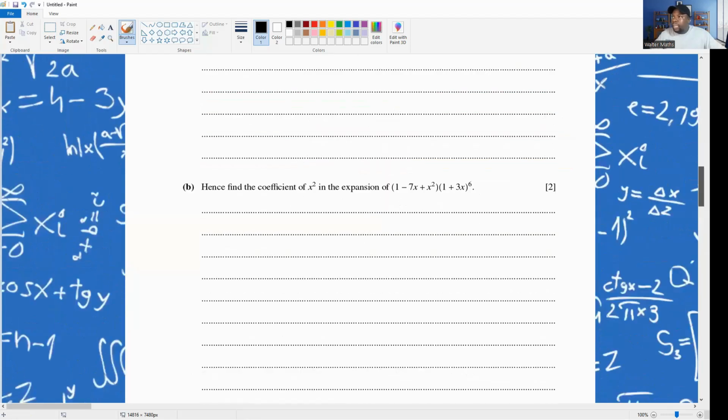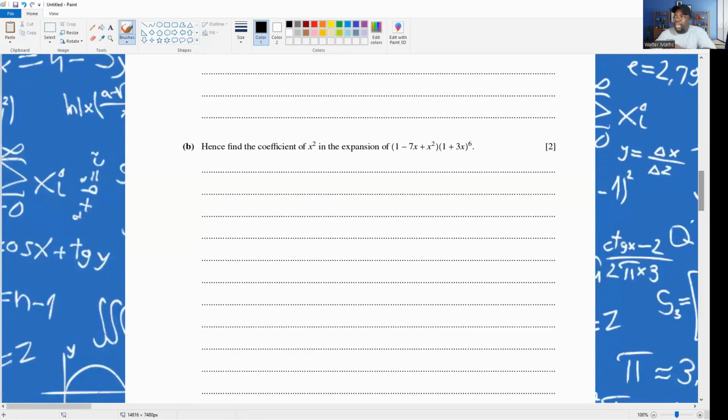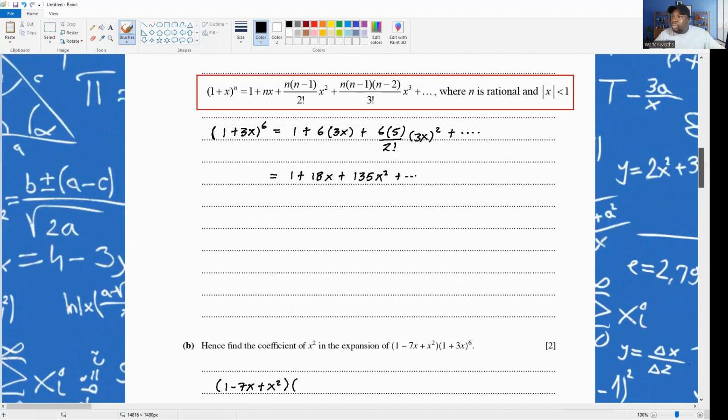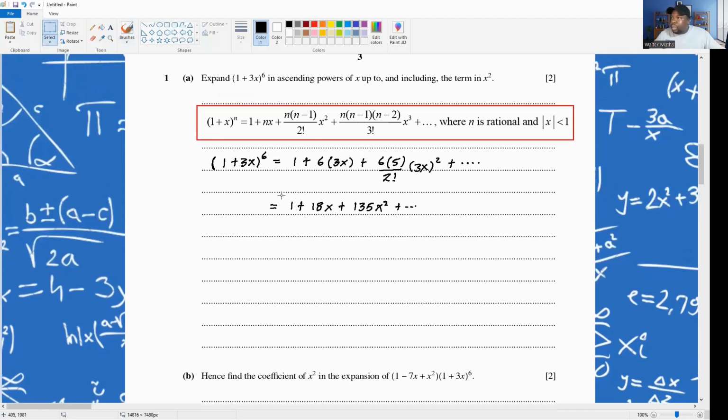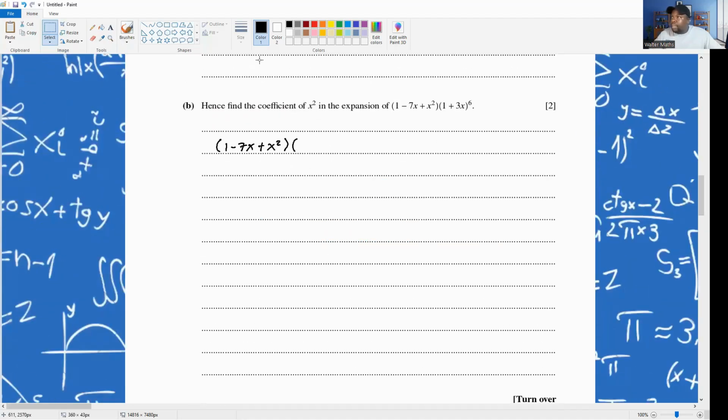So scroll in. Now on part B, the question says, hence find the coefficient of x squared in the expansion of (1 - 7x + x squared)(1 + 3x)^6. So here we have 1 minus 7x plus x squared, and it's multiplying (1 + 3x)^6. Now, we have already done the expansion of (1 + 3x)^6 up to the term in x squared. So we are going to make use of this, and this will help us find the coefficient of x squared. So I'm going to paste it here, and we will have it like this.